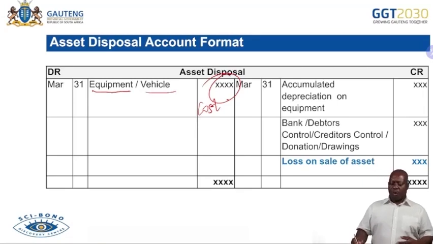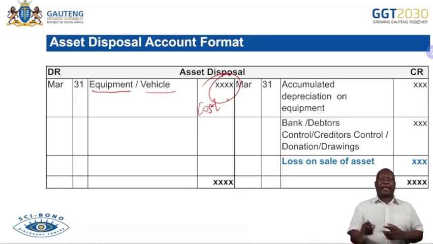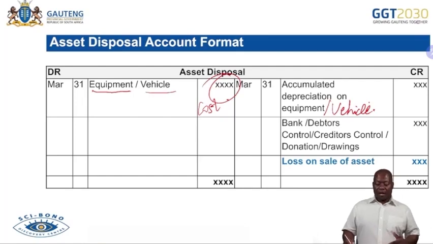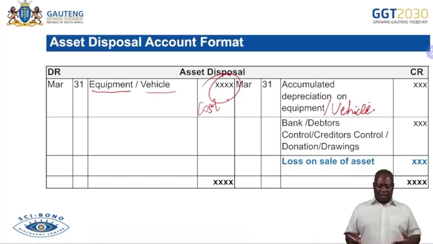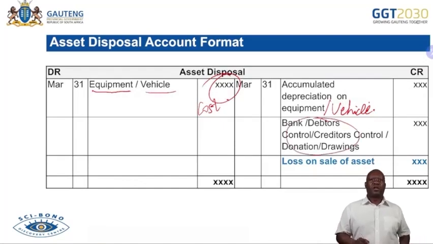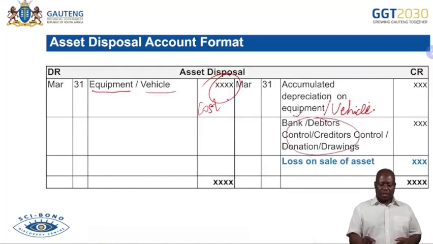On the credit side, we are supposed to indicate the accumulated depreciation on equipment or on vehicles, depending on what we are disposing. Remember, in this case, we were disposing equipment and the figure was given as 36,650, if my memory serves me right. Now, we move on to the method of payment. How are we getting paid? If it's cash, bank is involved. But if someone is buying it from us on credit, debtors control is what is used.